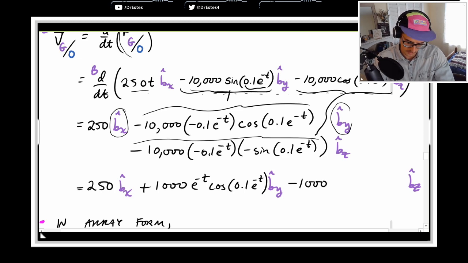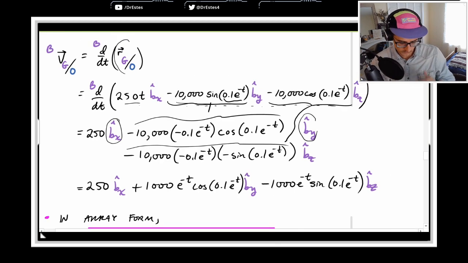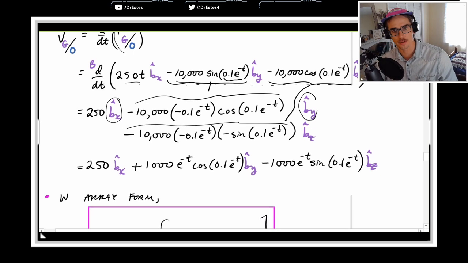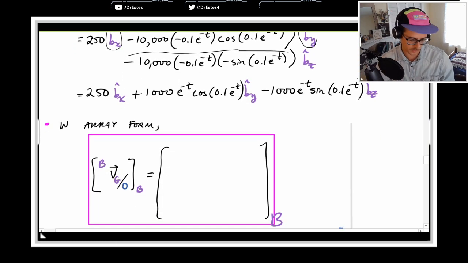1,000 e to the minus t sine 0.1 e to the minus t. Okay, so we had to do a little bit of work there, but that's the time derivative of the position vector with respect to the B-frame. And now you can write this in B-frame components. Well, it's already there in B-frame components, but we're going to put it in array form.